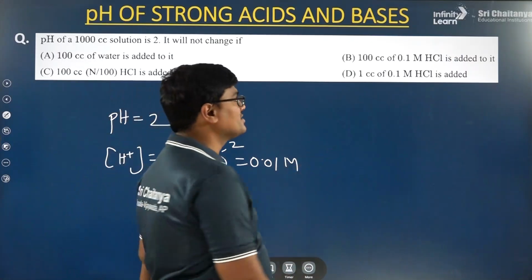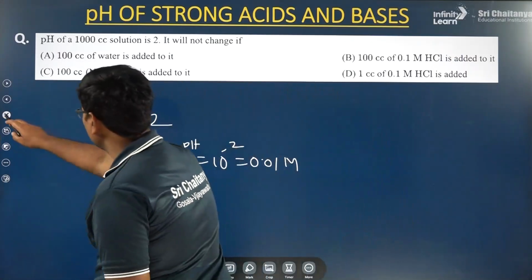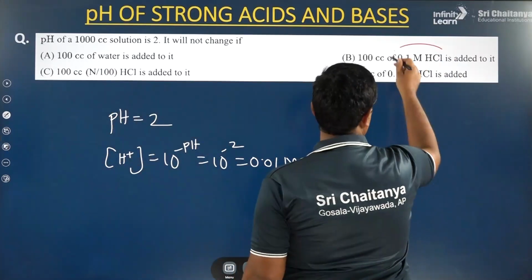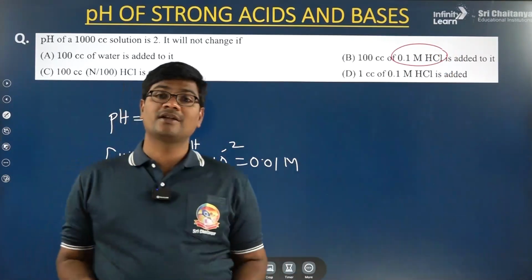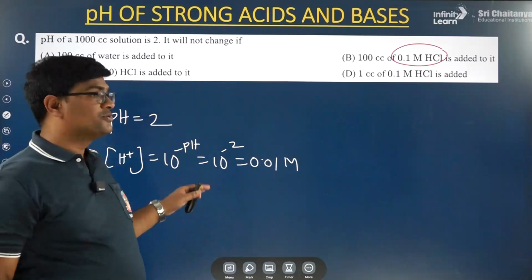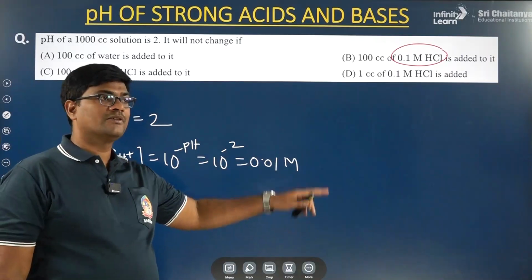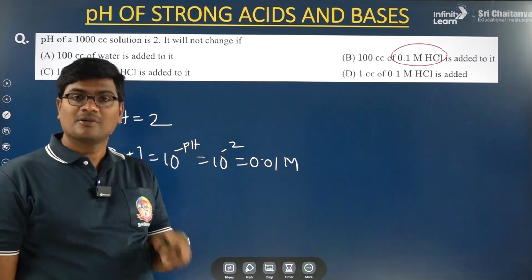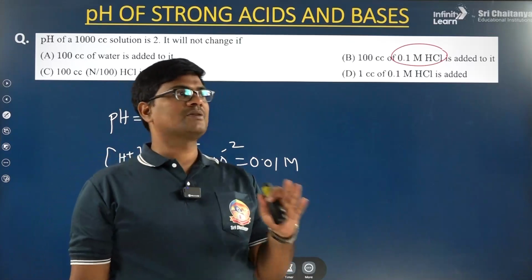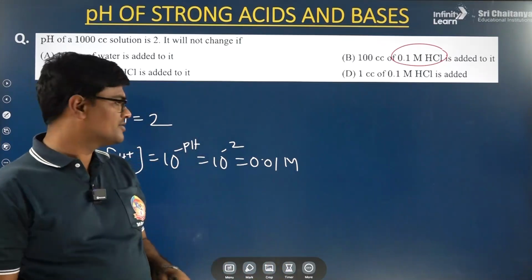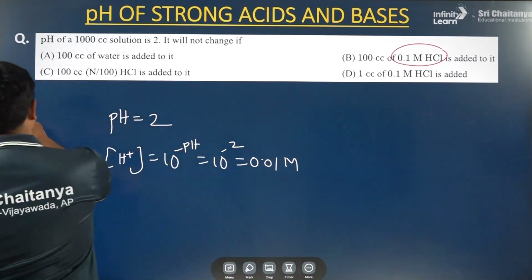To that we are adding how much, and what are we adding? To that we are adding 0.1 molar HCl. That means there is a difference in concentration. So, to the 0.01 molar solution, if you are adding 0.1 molar solution, obviously there is pH change. Therefore, option B is also wrong. Now, what is the next option?